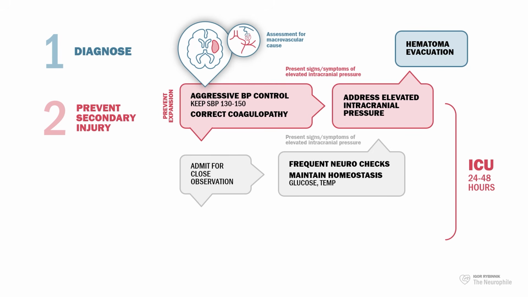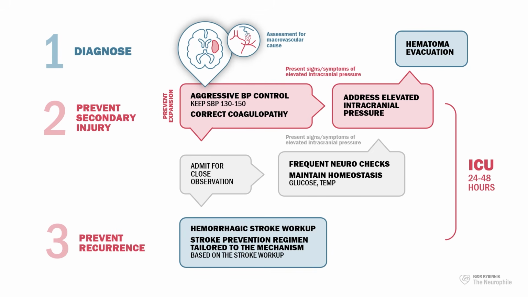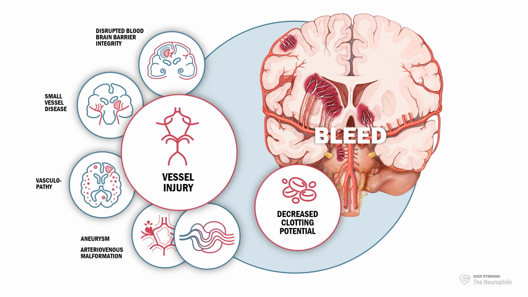Once you've addressed secondary injury, the focus shifts to preventing recurrence. This means completing a hemorrhagic stroke workup. There are 6 major mechanisms for hemorrhagic stroke. Decreased clotting potential is one, and there are 5 mechanisms of vessel injury. Rupture of saccular aneurysms, which leads to subarachnoid hemorrhage.